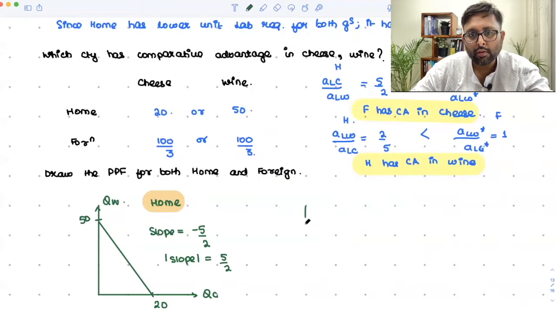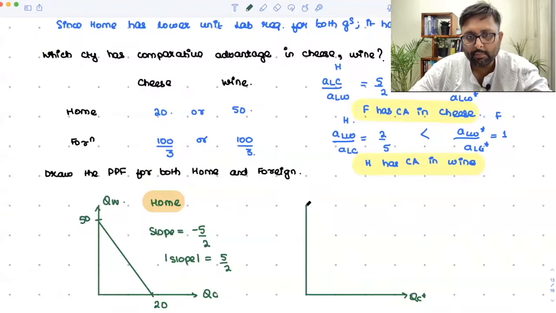Okay. How do you write the PPF for the foreign country?